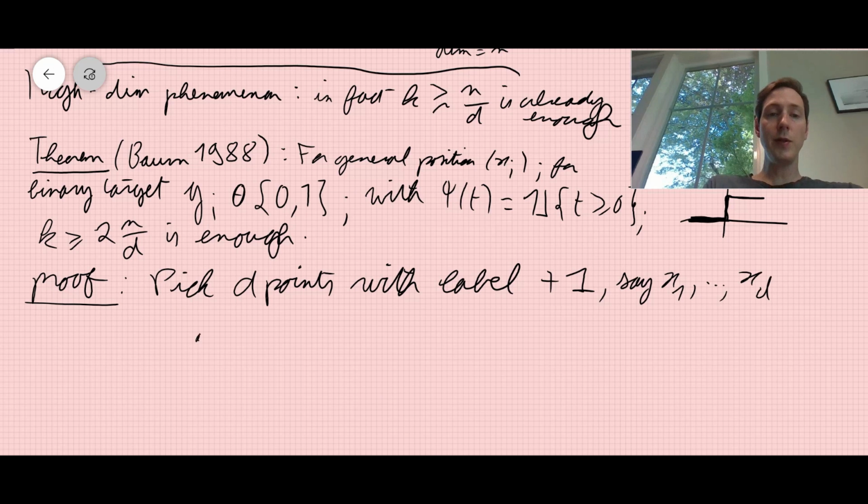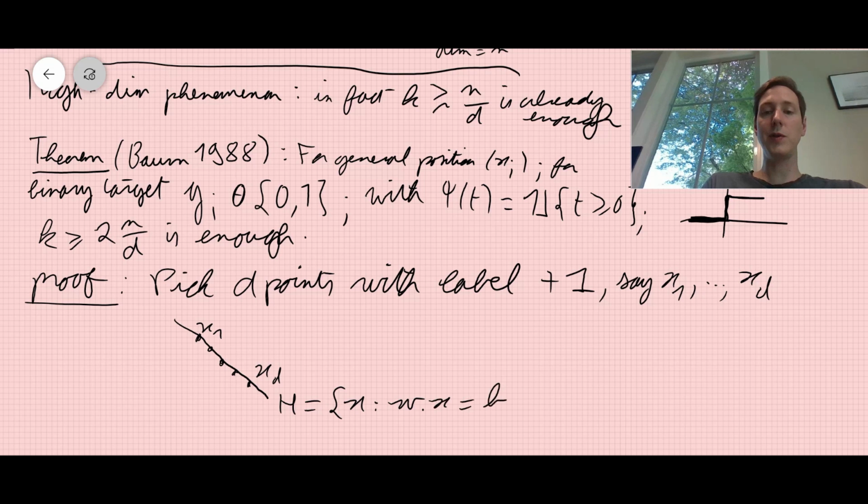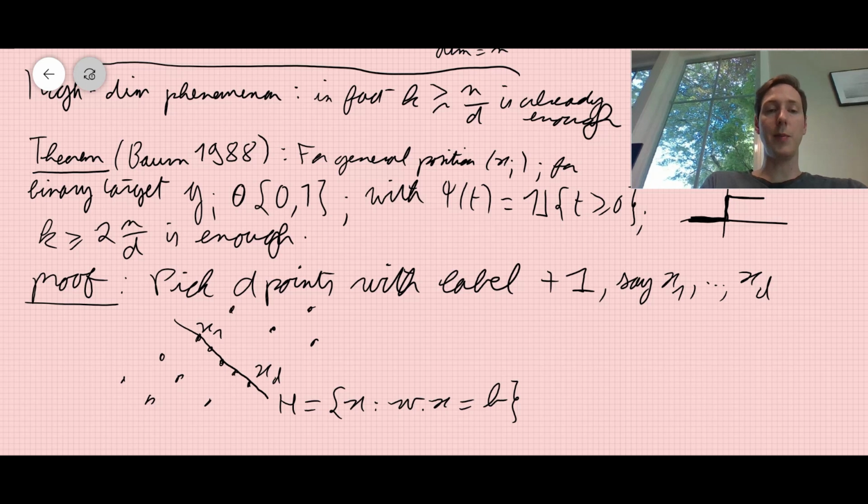Okay, so we know that because it's only d points, they lie on a hyperplane. So there exists a hyperplane H that contains those d points. Let's denote it H. It's going to be the set of x such that w dot x is equal to b. Now, by assumption of general position, we also know that all the other points are off this hyperplane. They cannot be on the hyperplane. So let's say this is x_{d+1}, etc.